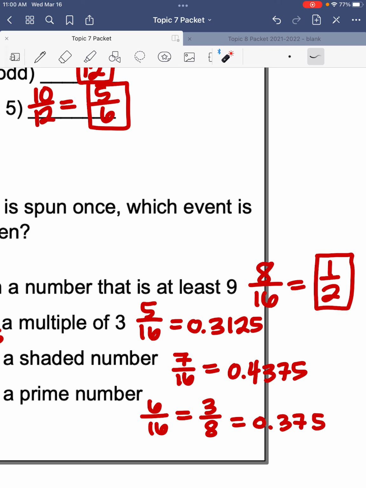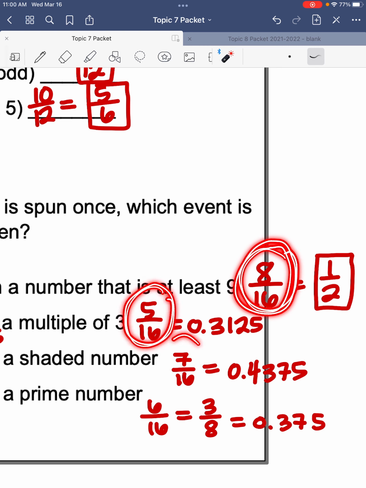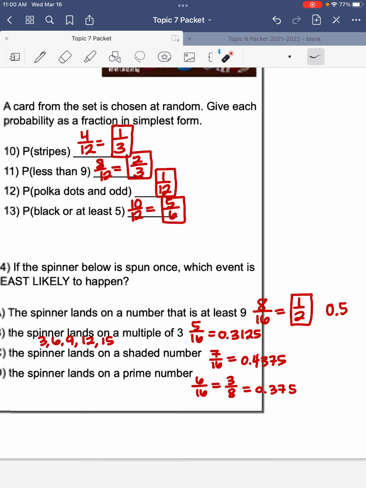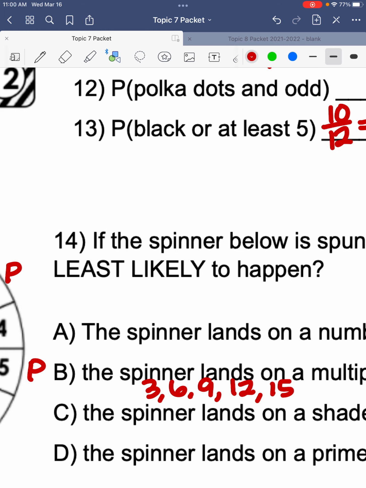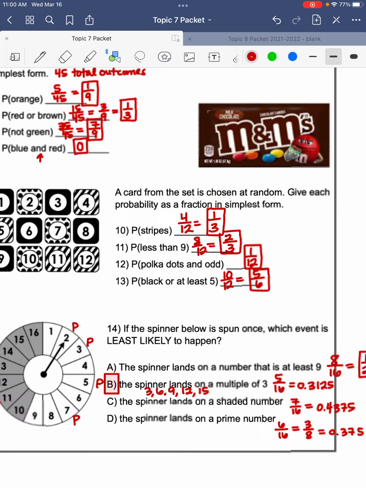And I also know that if I compare the original fractions, sometimes if you just don't change your fraction to simplest form, you have the same denominator every time: 8/16, 5/16, 7/16, and 6/16. Which one is smaller? Well, 5/16. So that means that B is least likely to happen. So B is our answer.